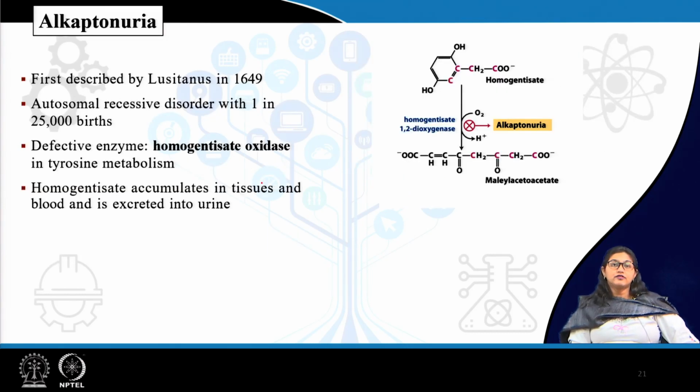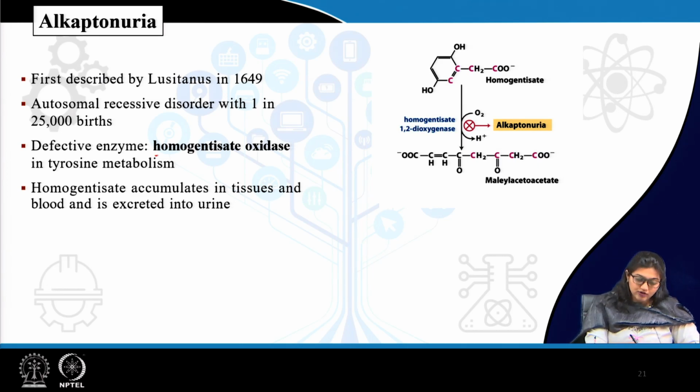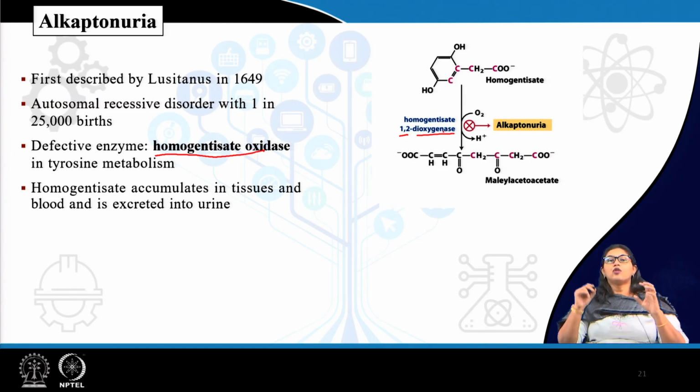Then we are coming to one very important disease, alkaptonuria. Remember, the enzyme is homogentisate oxidase deficiency, or that enzyme is also known as homogentisate 1,2-dioxygenase. The common name is homogentisate oxidase. So, basically homogentisate cannot be degraded. It was first described by Garrod. It is an autosomal recessive disorder, detected in 1 in 25,000 births.